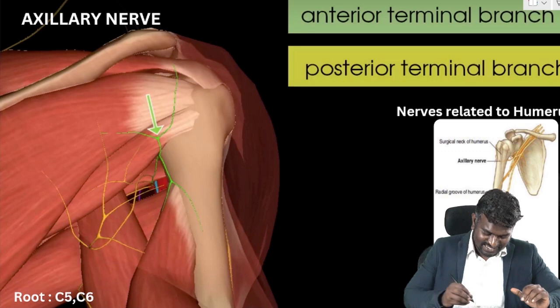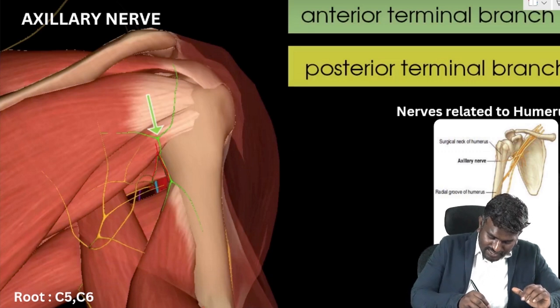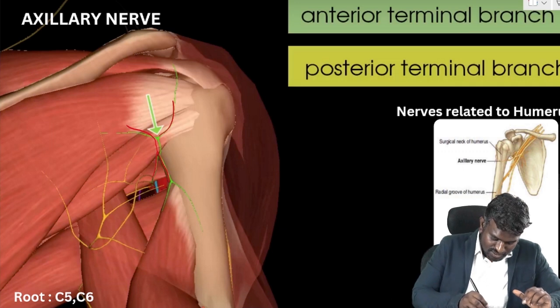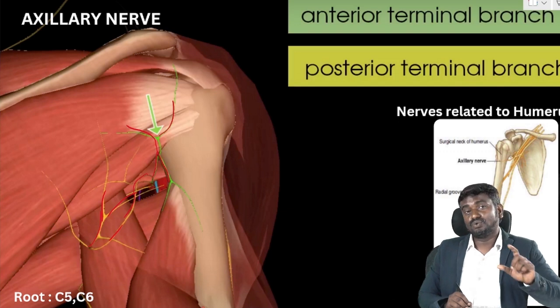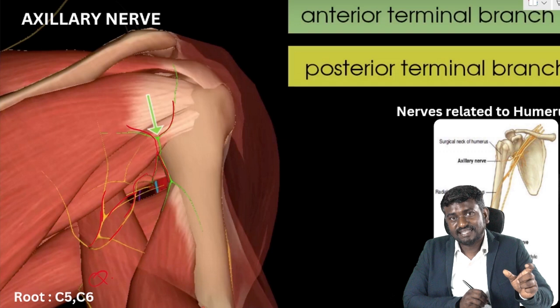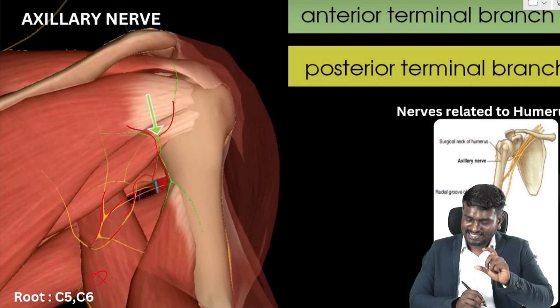Axillary nerve. This one right over here is going to be the anterior terminal branch of the axillary nerve, and this is going to be the posterior terminal branch of the axillary nerve. The root value which has to be remembered is going to be C5 and C6. Axillary nerve root value is C5 and C6.